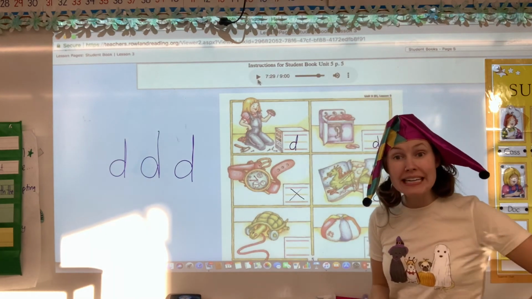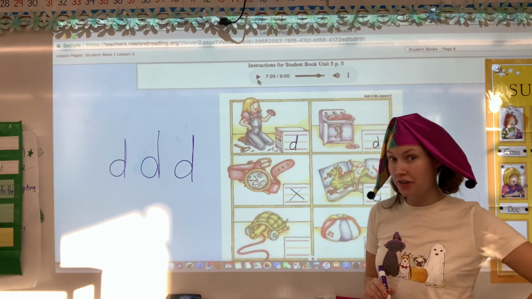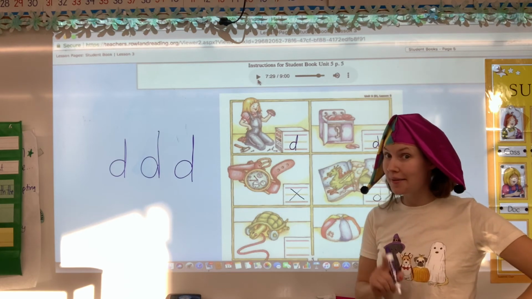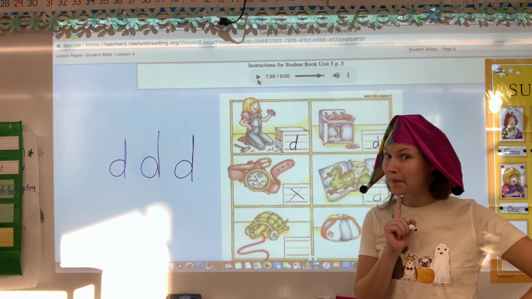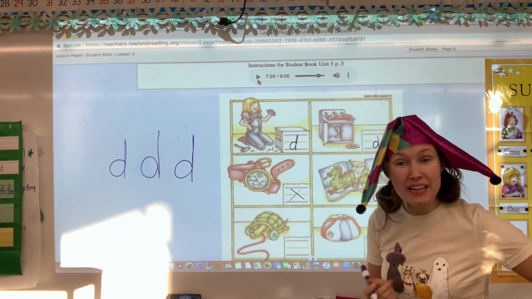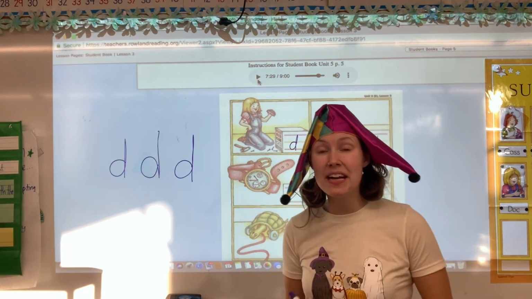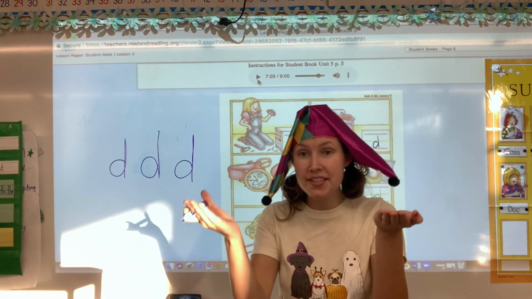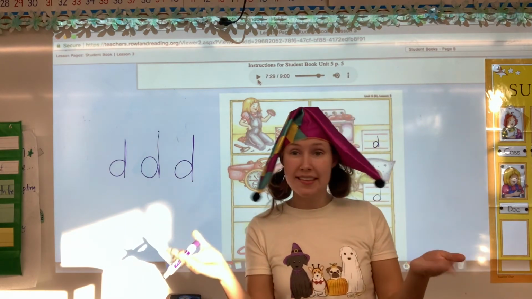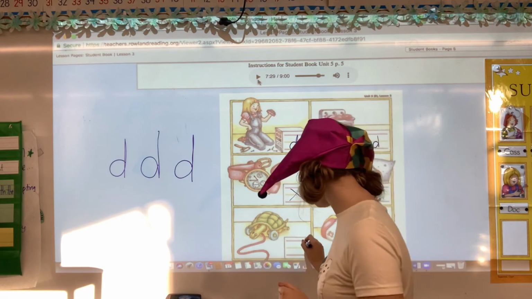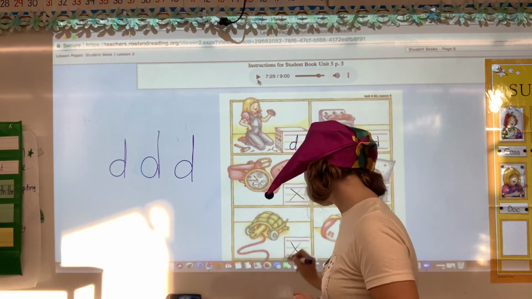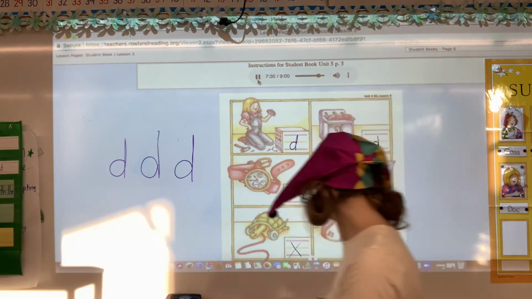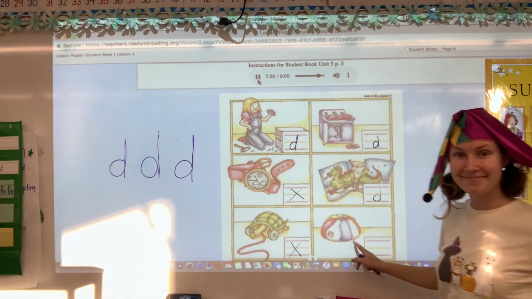Okay, so the word is turtle. Turtle. Do we hear the d sound in turtle? No, I don't hear the d sound. I hear a t sound. T, d. Those are not the same sound. So I'm going to mark an X on the lines. Those were not the same sounds. Let's listen to our last picture. The picture of the beach ball.